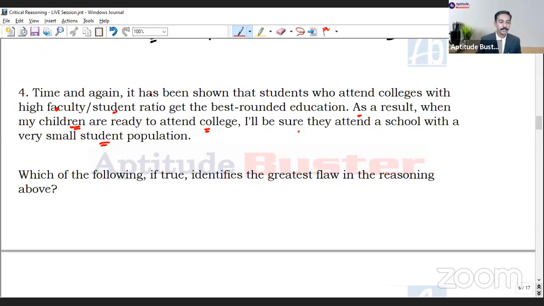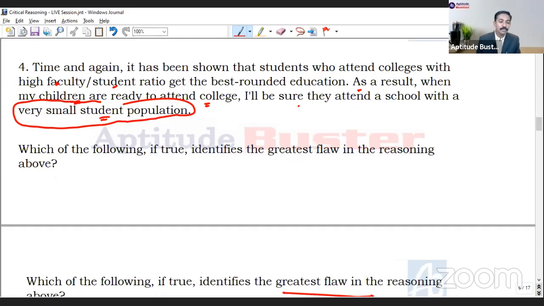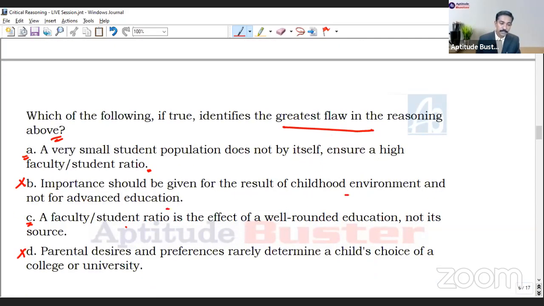Whereas this person concludes that he will send his children to a place where the student population is pretty less. So if the student population is less, will it guarantee that there will be more number of faculty? Now it would strike your mind why the question itself says the greatest flaw, because the author hasn't distinguished these two ideas, and the fact is a very small student population does not ensure a high faculty student ratio. Answer is option A, and the first option identifies the greatest flaw in the argument.